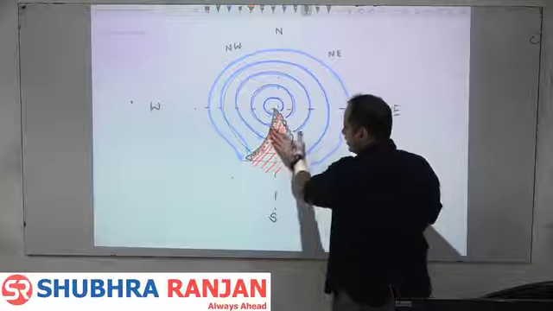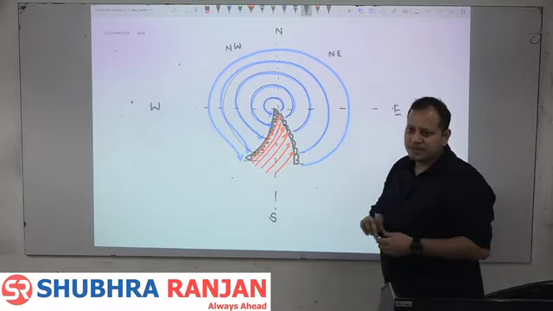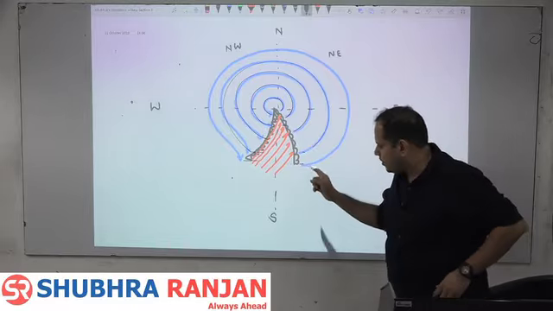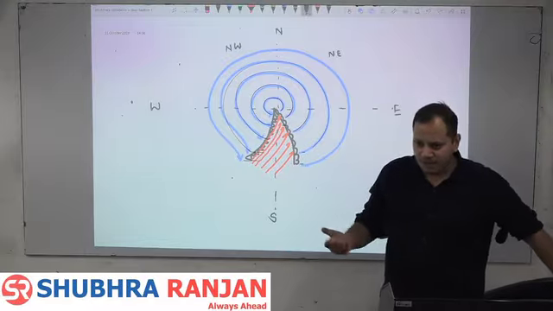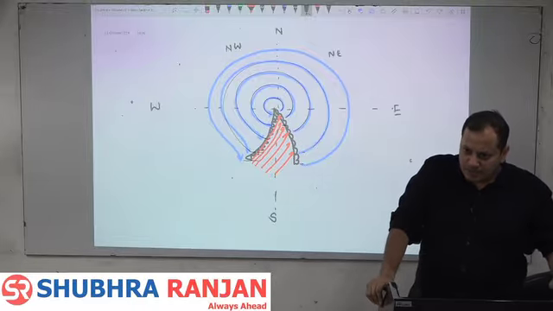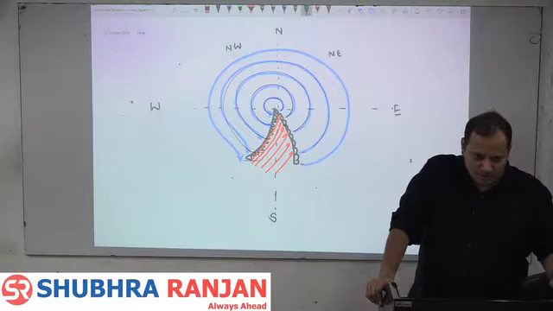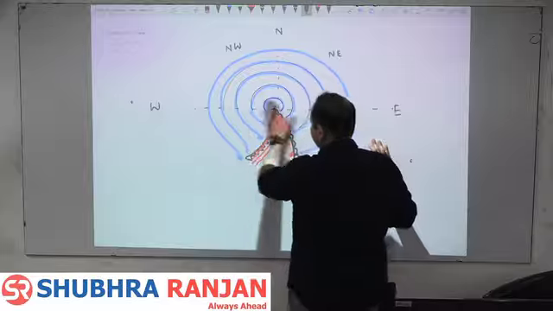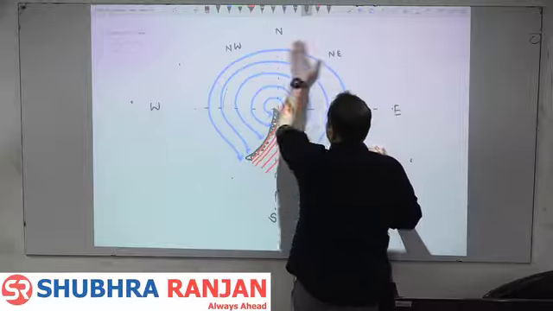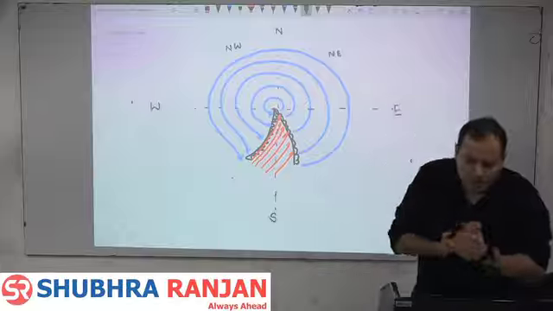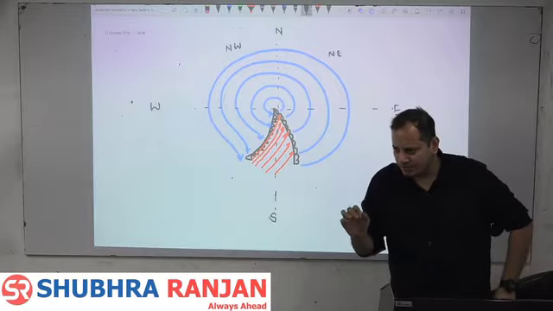So if I want to draw the isobars, can I say the temperate cyclone has circular isobars or semi-circular isobars which are open from the southern side? What is it, the temperate cyclones? Temperate cyclones do not have closed isobars. They are open from the southern part. Understanding? This is the temperate cyclone's isobars. Why does the temperate cyclone happen? Due to the formation of fronts.